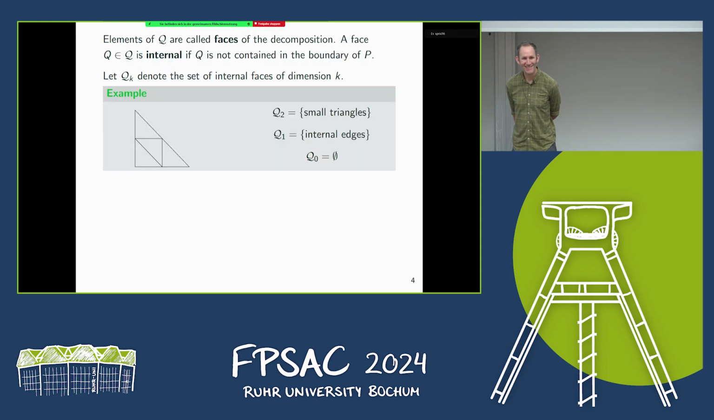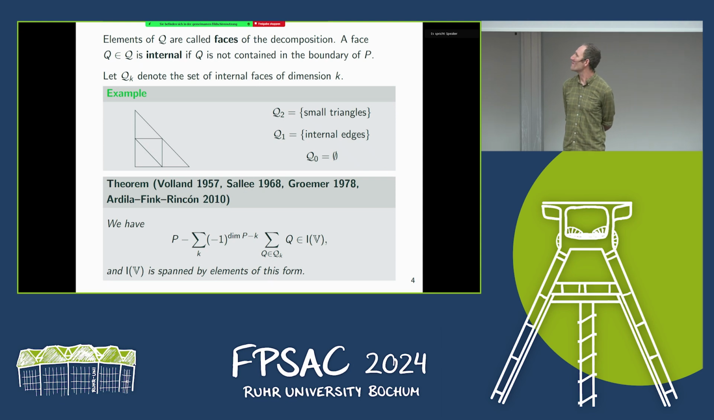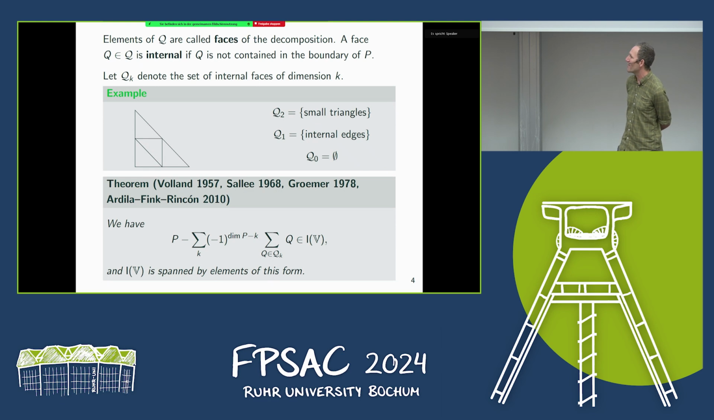Any other questions? Okay, so in this case, I have no internal vertices, 3 internal edges, and 4 internal triangles. And the theorem is that whenever I have a decomposition, I have an element of I of V given by the thing that's being decomposed and the internal faces of my decomposition, some of which appear with a positive sign and some of which appear with a negative sign, depending on the dimension. And in fact, I of V is spanned by elements of this form.